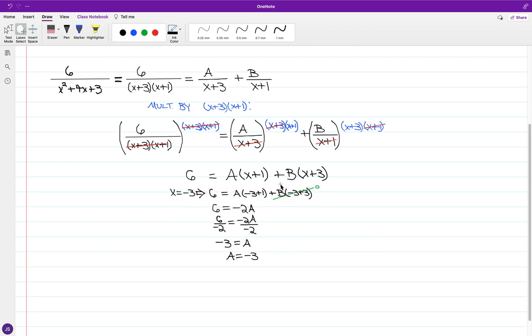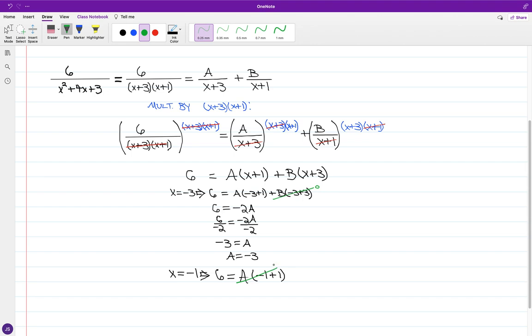Okay, I eliminated b first of all, setting x plus 3 to 0. Now looking at solving for b, I can eliminate the presence of a, so envisioning setting x plus 1 equal to 0, and we'll have that x is equal to -1. Again, same equation, but -1 is now going to be plugged in for x. So we're going to have that 6 is equal to a times the quantity of -1 plus 1.